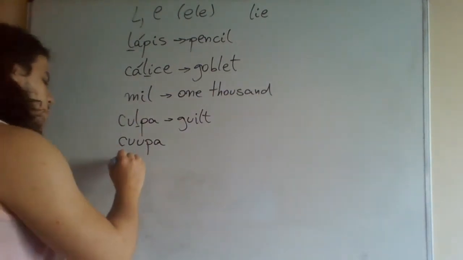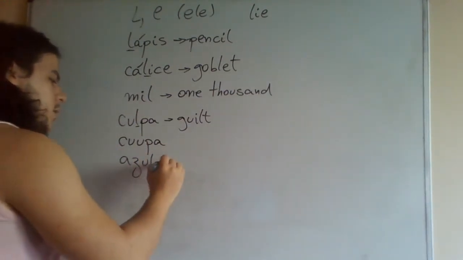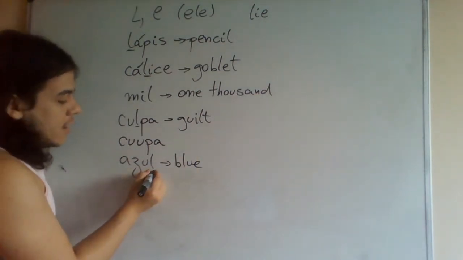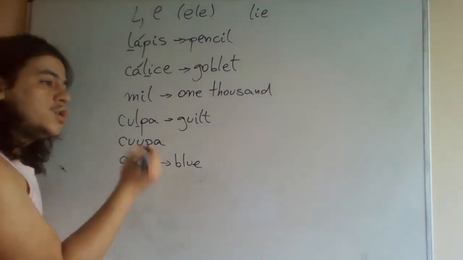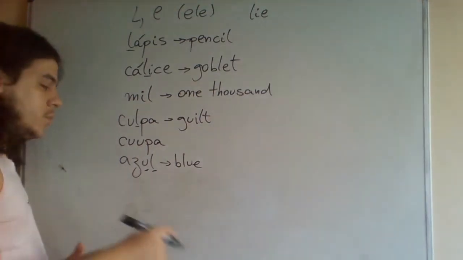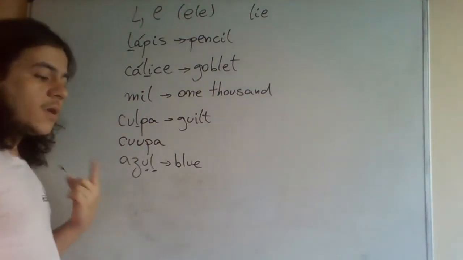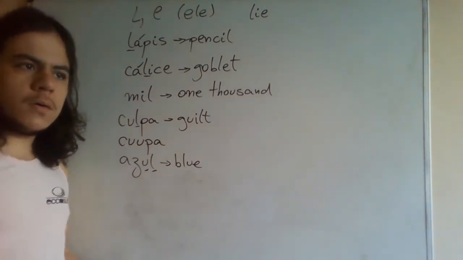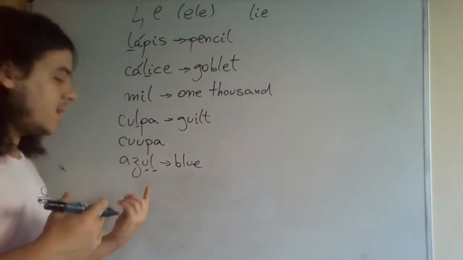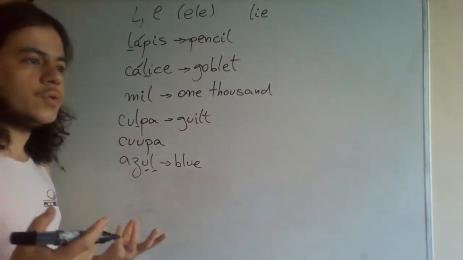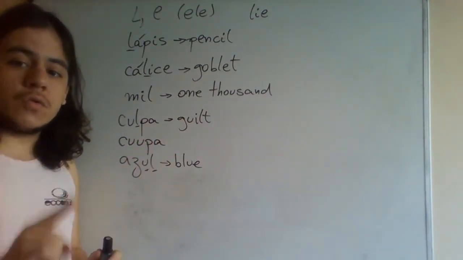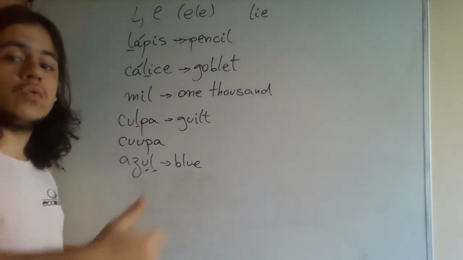Another example, this word here, it's a color, it means blue. So it's the same thing. We have letter L at the end and letter U before. So we extend the sound of letter U. We say azul. You can say it with the L sound, it's not wrong, but it's not natural. In a natural way of speaking, we extend the sound of letter U. We extend the sound, azul.